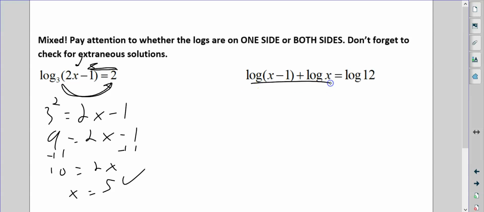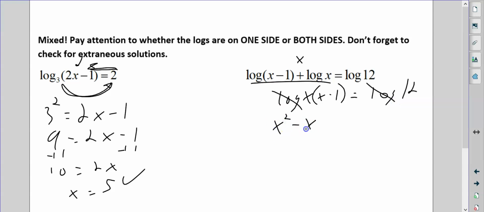All right, over here I need to combine, condense. So I'm going to write log once. Remember, plus becomes times. So I'm going to have x times x minus 1. I just put the x in front, personal preference, equals log 12. Well, I have 1 log on each side. I can say goodbye to that. I'm going to distribute my x. Again, right like this, x squared minus x equals 12.